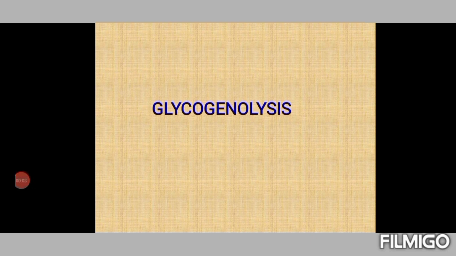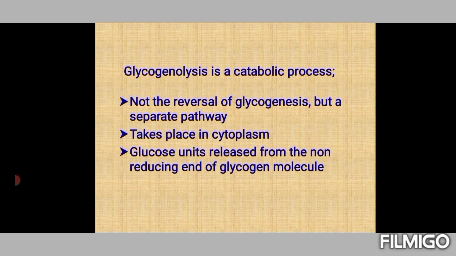And we move on to the first module, glycogenolysis. Now glycogenolysis is the breakdown of glycogen, and it is a catabolic process, obviously, and it is never a reversal of glycogenesis. Now glycogenesis is the synthesis of glycogen. There are separate pathways for glycogenolysis and glycogenesis, and this is usually the case in biochemical or metabolic reactions.